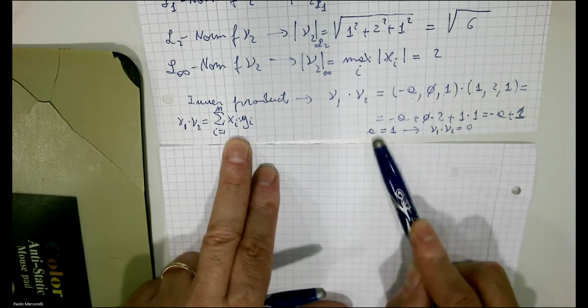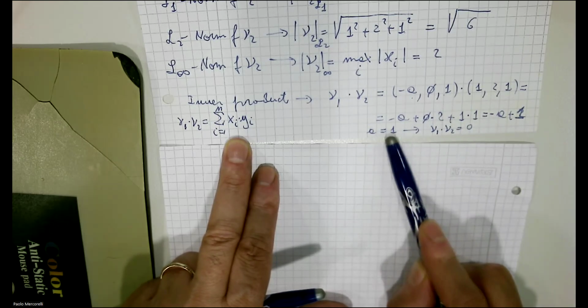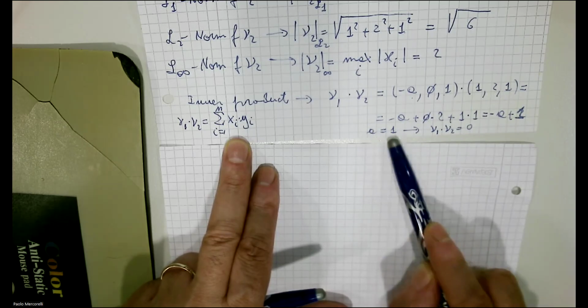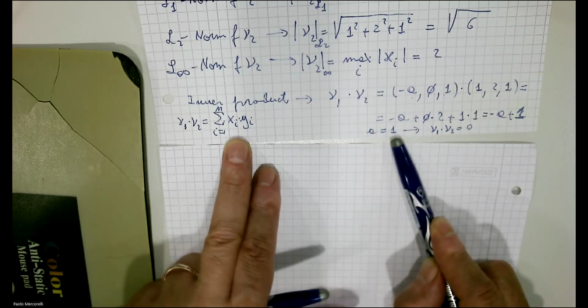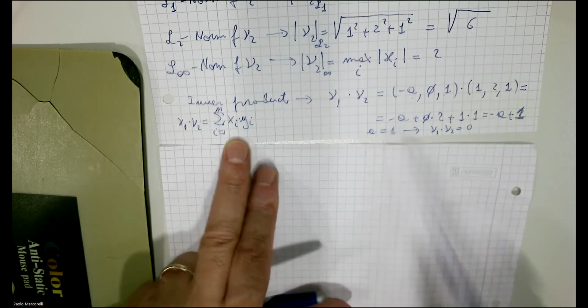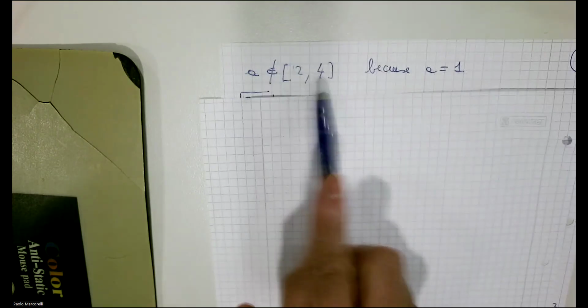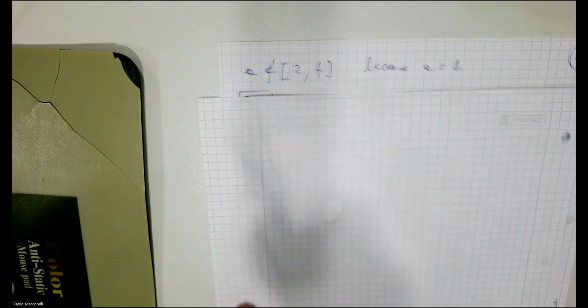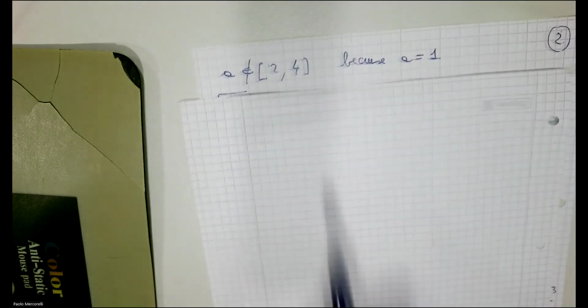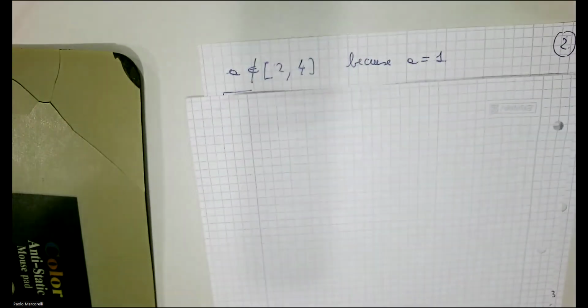It seems that they are orthogonal if A equals 1, right? But 1 does not belong to the interval, because the interval is 2, 4. This means if A is constrained between 2 and 4, we don't have the orthogonality. Ready? Exam exercise.